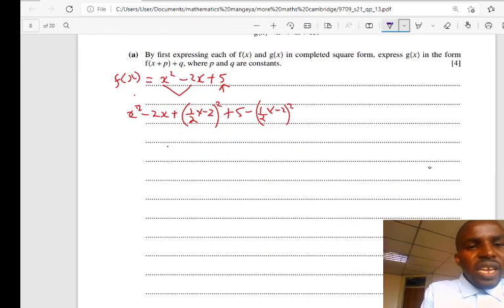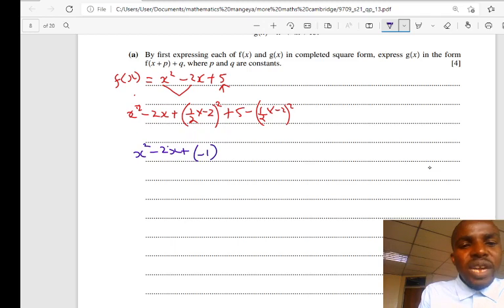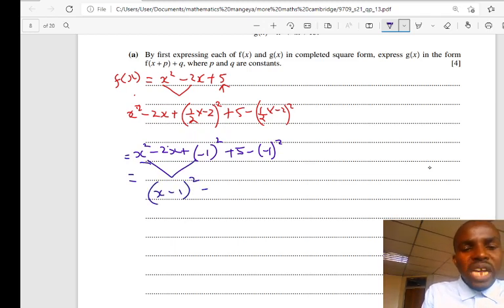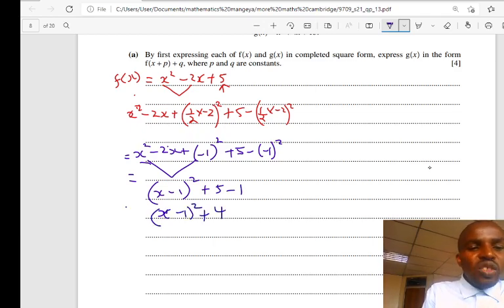Then it will be, if I am to simplify here, x squared minus 2x. Let me simplify a bit inside the brackets. Half of minus 2 is minus 1 squared, plus 5 minus 1 squared. Then you take this and this, you ignore the middle one. It will be x minus 1 squared plus 5 minus 1 squared, which is 1. Then it will be x minus 1 squared plus 4. This will be your f of x in completed square form.